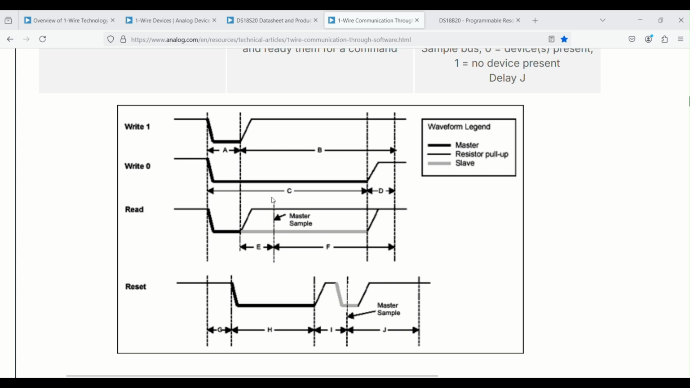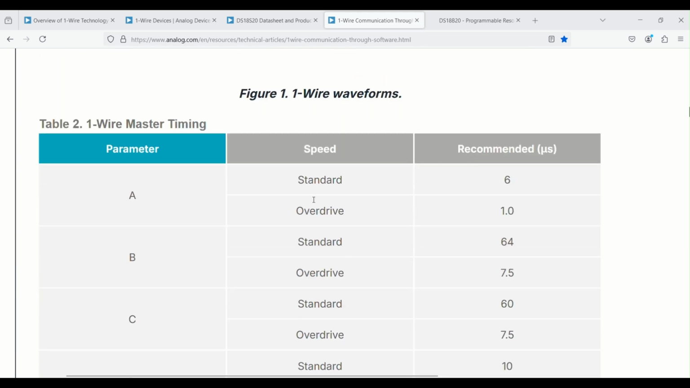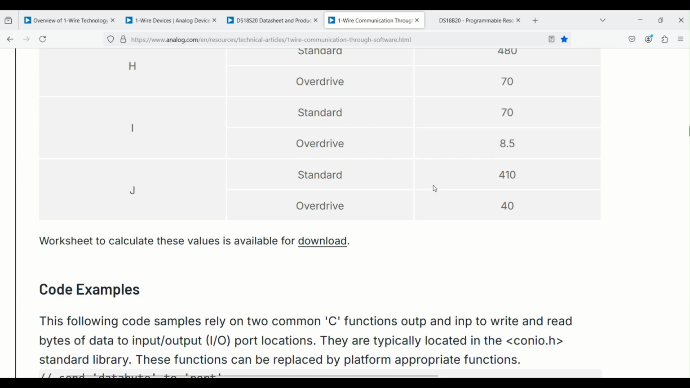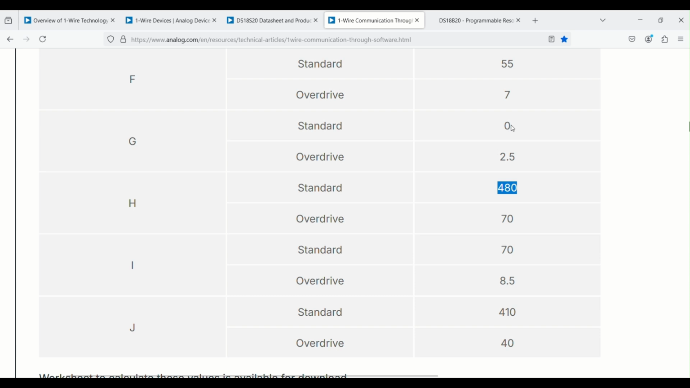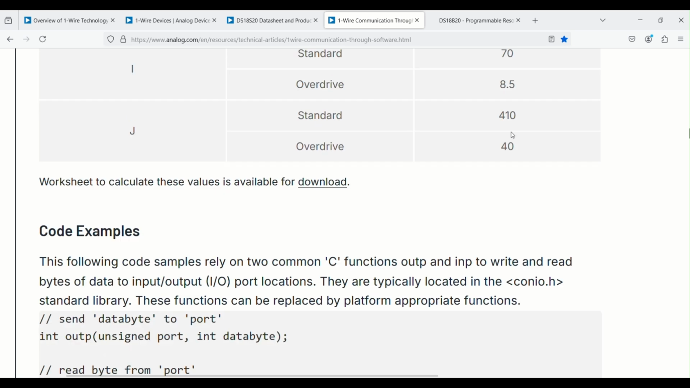So one thing is that even though the J timing is 410 microseconds, I had increased it slightly by 10 microseconds to 420 microseconds for this application. As when I was using 410, the CRC that I was receiving was sometimes correct, sometimes incorrect. So I just increased it by 10 microseconds.